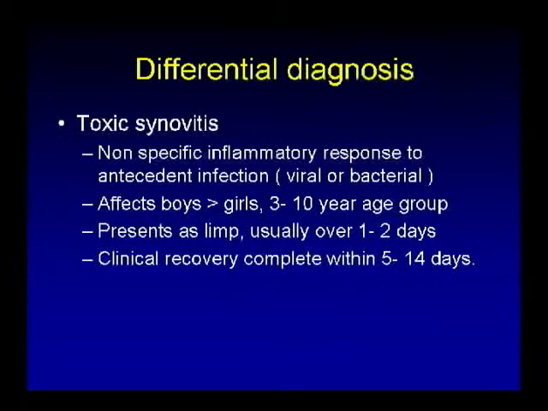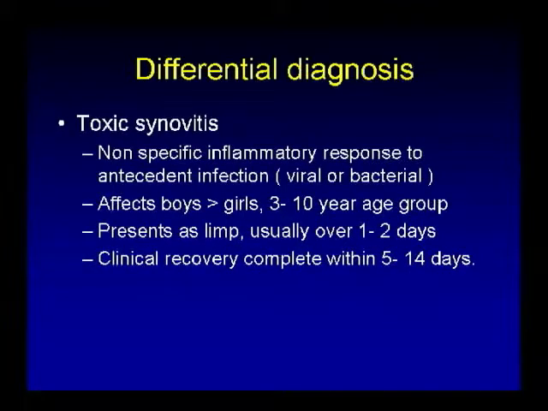So joint effusion is not always infectious in children, and there are several other etiologies of joint effusion. Important among that age group, and an important differential diagnosis, is toxic synovitis, which has a similar presentation in a similar age group, and radiological differentiation can be very difficult. Toxic synovitis is basically an inflammatory response to an antecedent infection, usually viral. It affects boys more than girls, in the age group of 3 to 10 years.